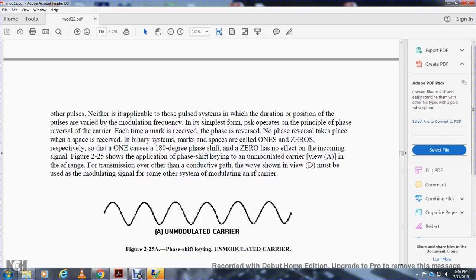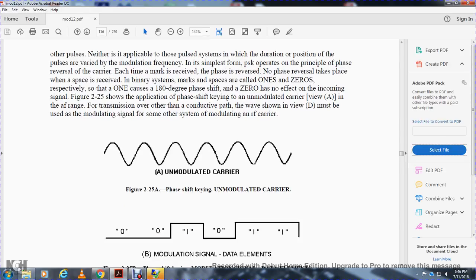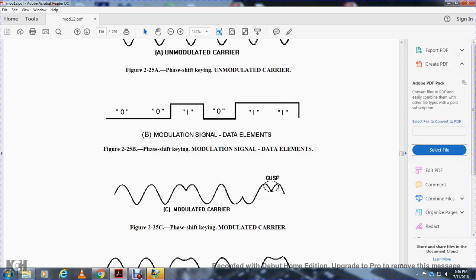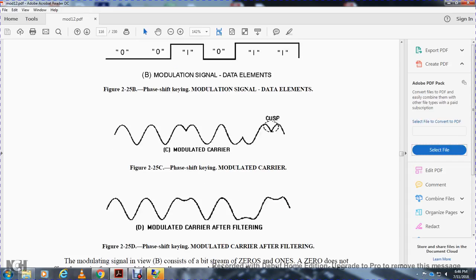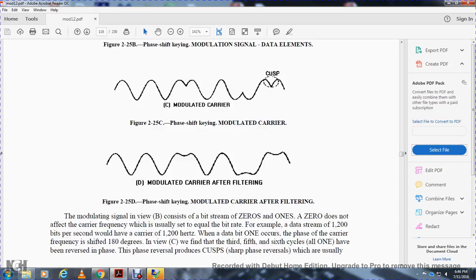Unmodulated carrier, phase shift keying, modulating signal data elements 0010011. Modulated carrier, CUSP, I don't know what that means. Phase shifting multiplied, modulated carrier after filtering.